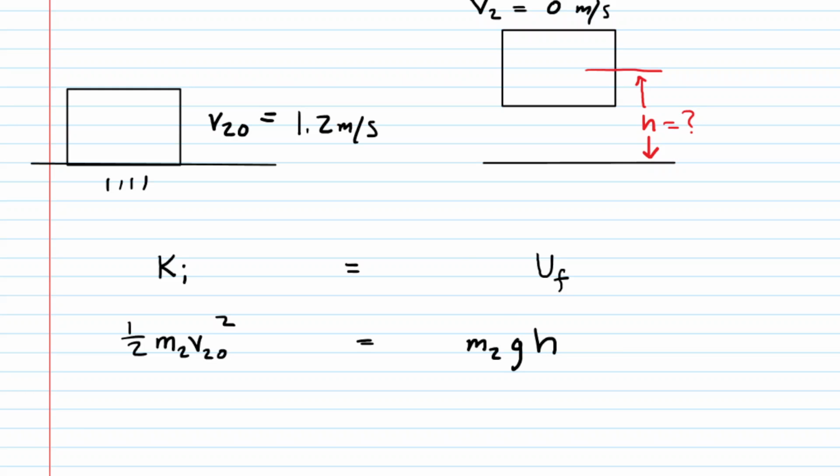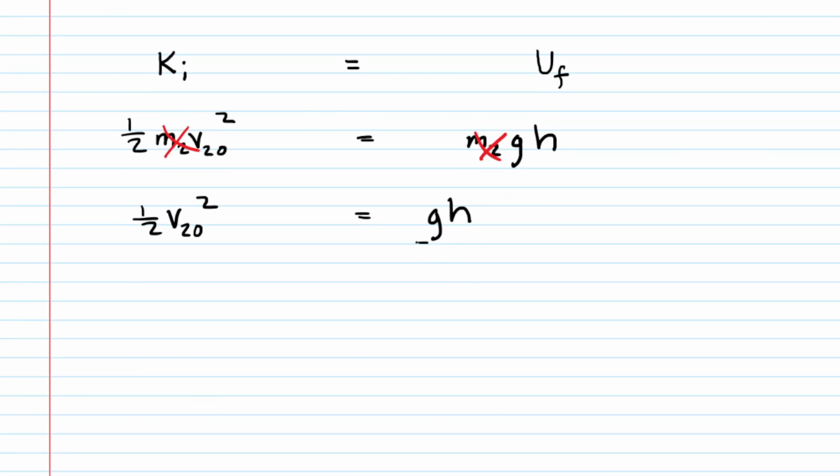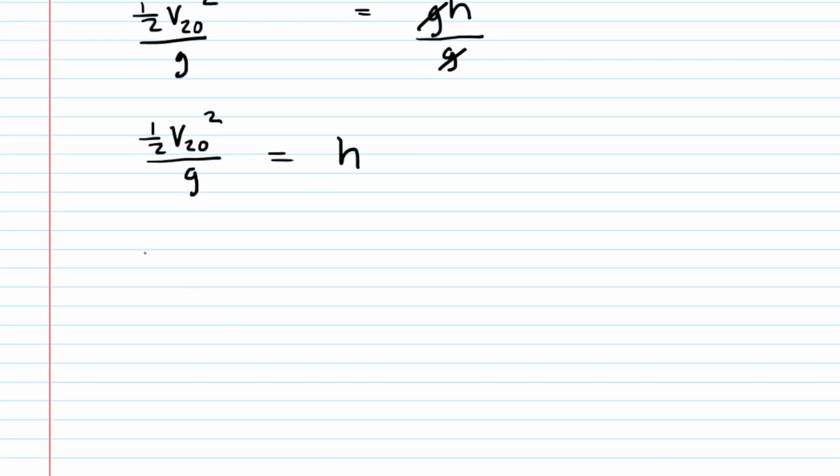Now, you'll notice that m2 appears on both sides of the equation, so it would actually divide out. That is convenient. We can simplify the equation. And then finally, we could solve this for h, which is what we're trying to find, so we'll divide both sides by g to solve for h. And then finally, we will plug in that initial velocity of 1.2 meters per second. Don't forget to square it, and then divide that by the gravitational constant, 9.8 meters per second squared.